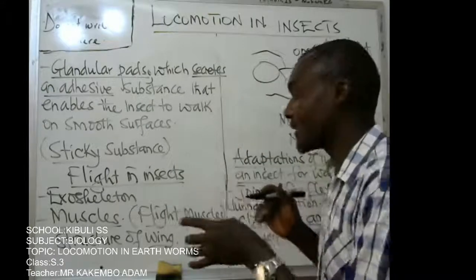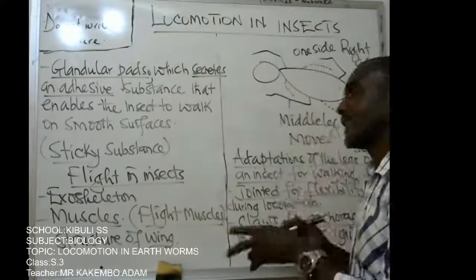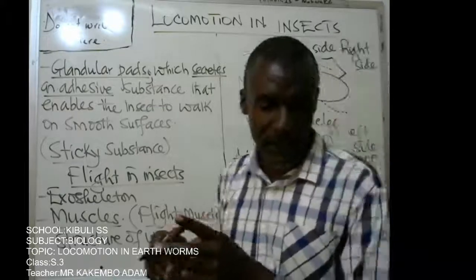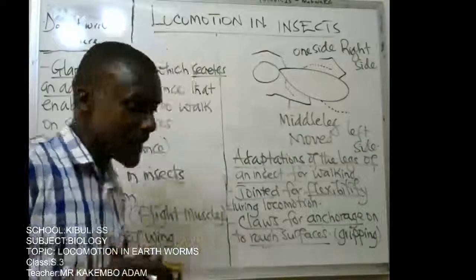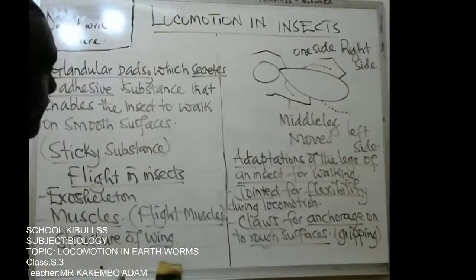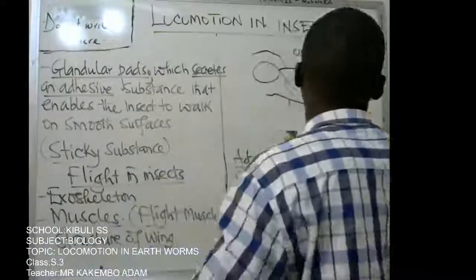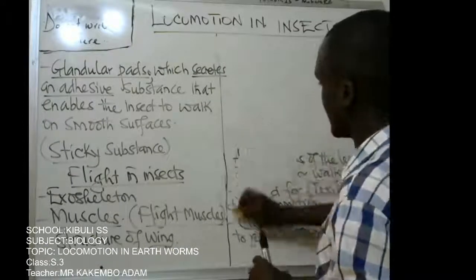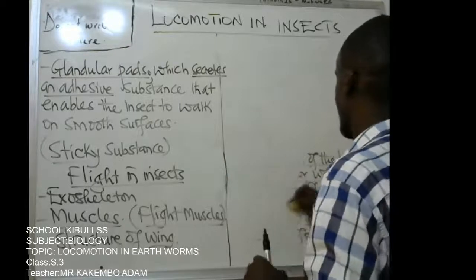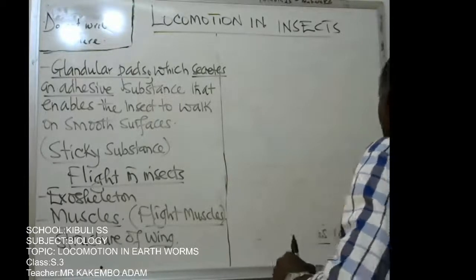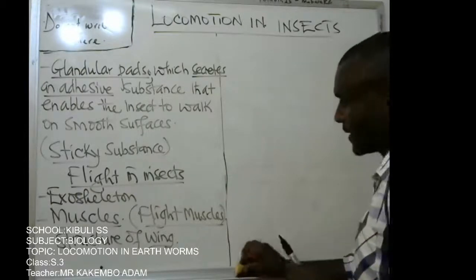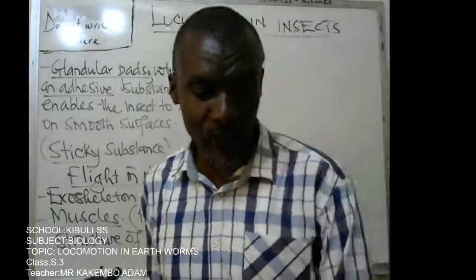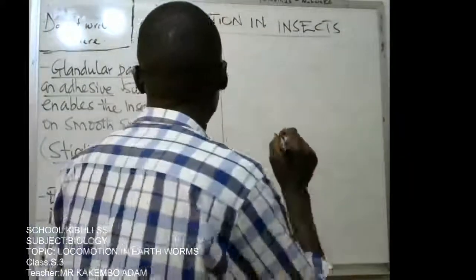The flight muscles, like we also see for the legs, occur in a pair. They are antagonistic. For the flight muscles, we have the elevator muscle and the depressor muscle. So we have those two sets of muscles. So flight in insects involves use of wings and flight muscles.